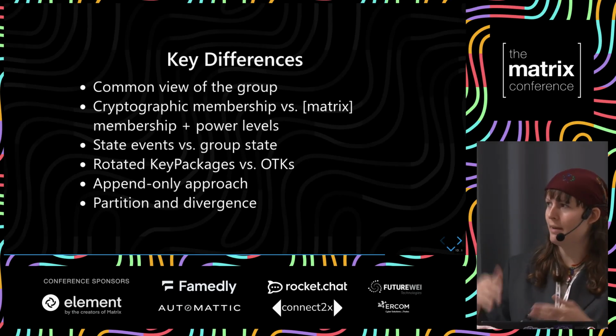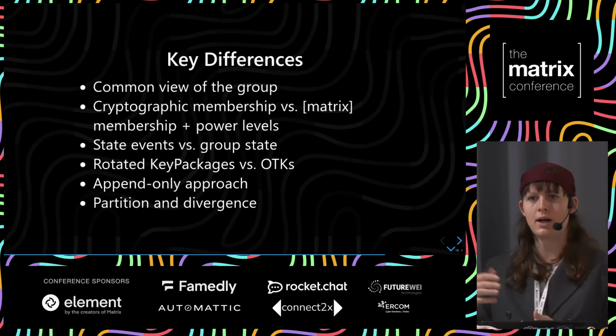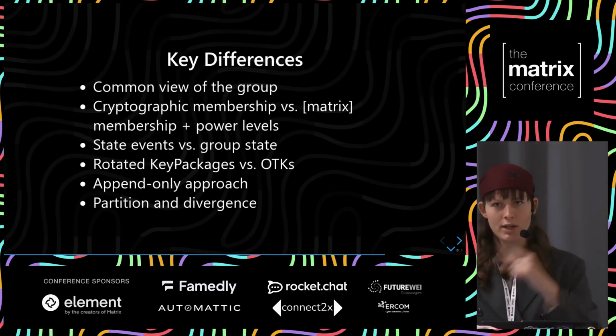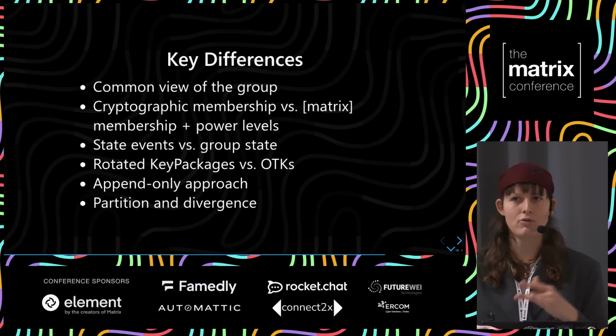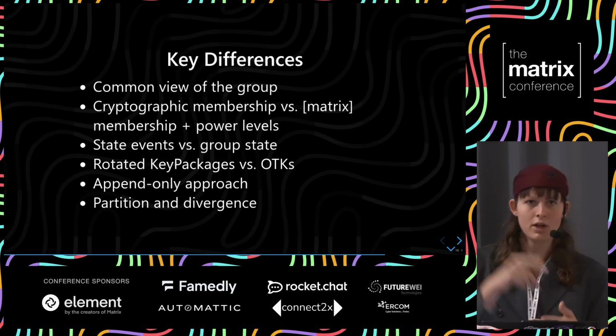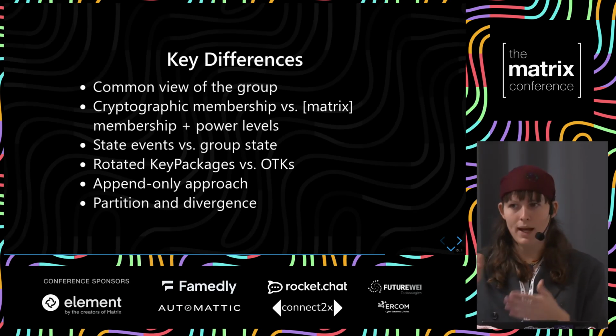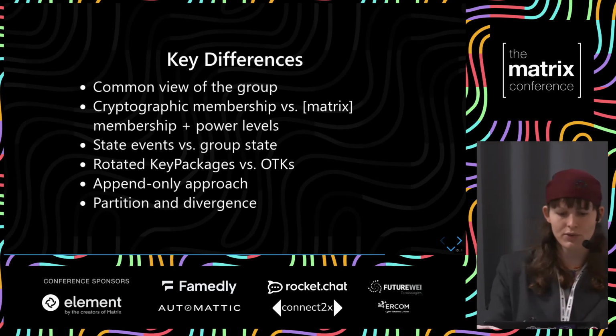Also, that's not exactly relevant, but also an interesting idea. In MLS, we have rotated key packages. So as a device, I rotate the key packages of my device, whereas in Matrix, you have the one-time keys used for Olm messages, for to-device messages.